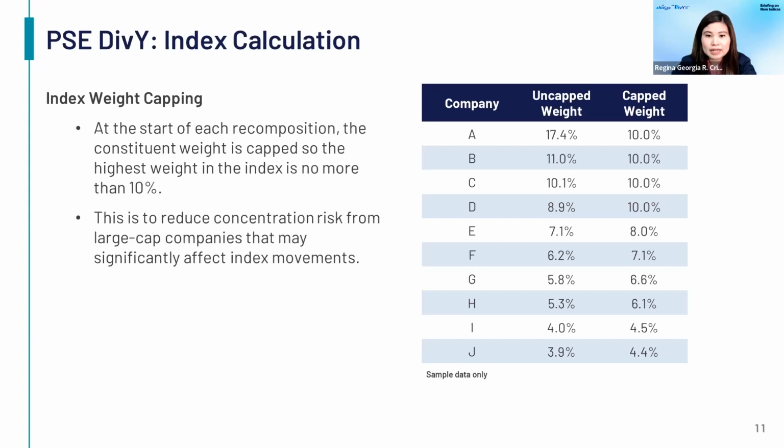If you look at the table on the right, the uncapped weights of the top 3 constituents of the index are greater than 10%. So at the start of the recomposition, we compute for an adjustment or the capping factor to decrease those weights to 10%. Then the remaining or the excess weights are redistributed to the rest of the constituents. So we can see here that the weights for companies D to J all increased after companies A to C's weights were capped at 10%.